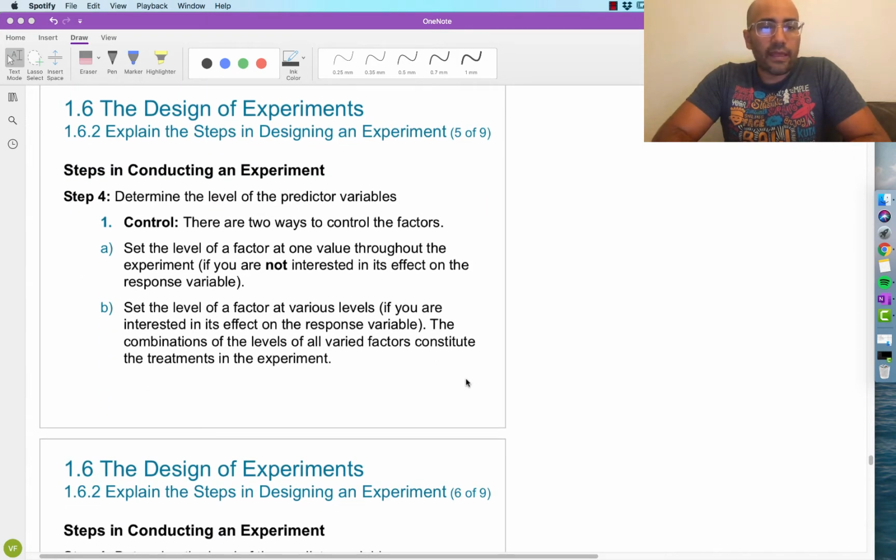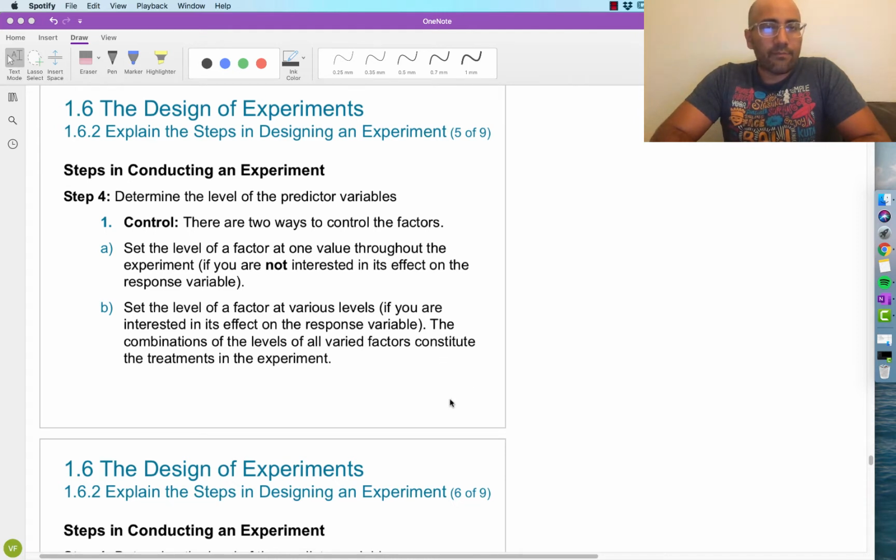Determine the level of the predictor variables, right? This is the control. There are 2 ways to control the factors. One, we can set the level of the factor to 1 level throughout the experiment, if you're not interested in its effect on the response variable. 2, we can set the factor at various levels if you're interested in its effect on the response variable. The combination of levels of all the varied factors constitute the treatments in the experiment.